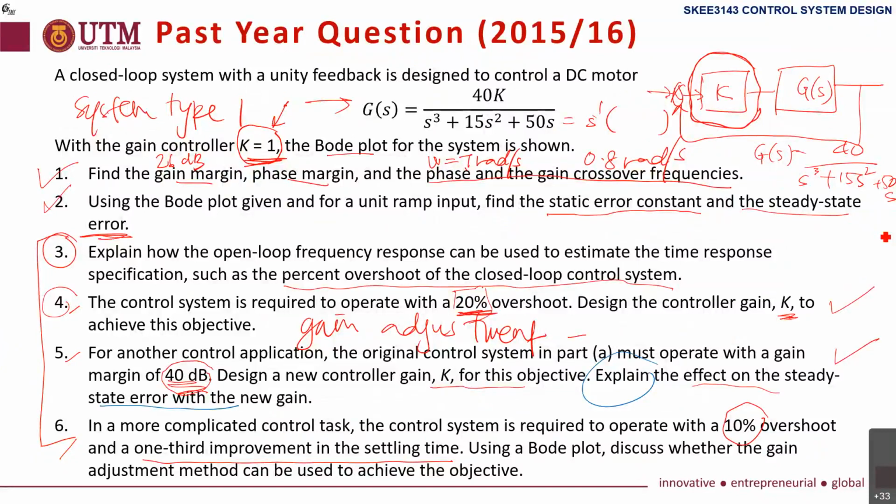Question 5. Najiha asked to repeat question 5. Which one? Gain margin or error? Najiha. Error.